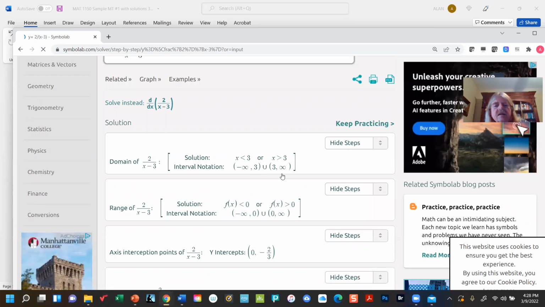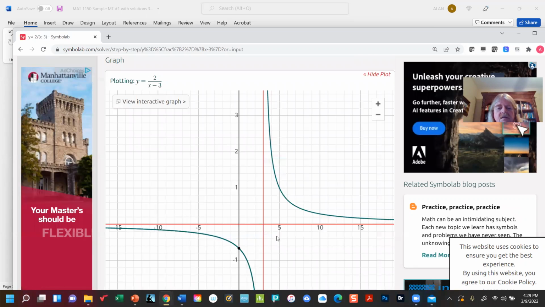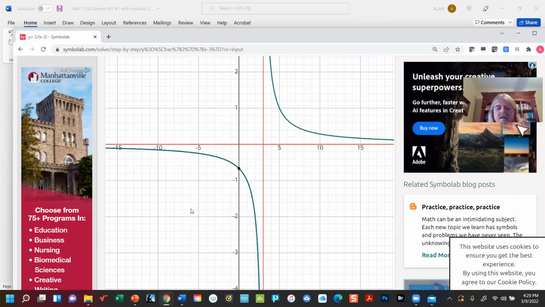Okay, so yeah, you can see the domain is everything except 3, the range is everything except 0, and the graph shows us y. There you go. X can't be 3, y can't be 0. Beautiful.